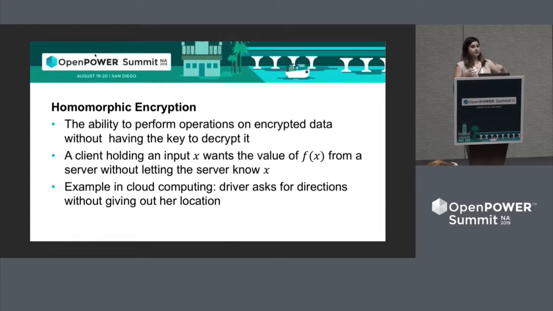Homomorphic encryption is basically the ability to perform operations on encrypted data without having the key to decrypt it. There is a client holding an input x, and she wants the value of f(x) from a server, but doesn't want the server to know what x is. An example in cloud computing would be a driver wanting to find directions without giving out her location. The location would be the input that is important for the client not to give out to the server.